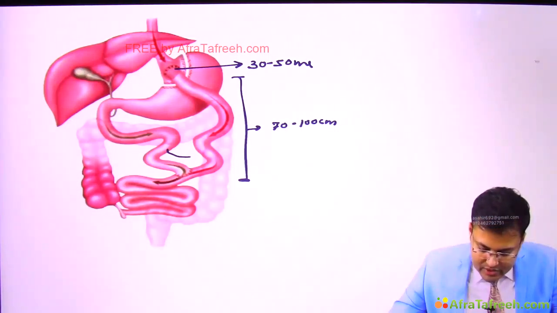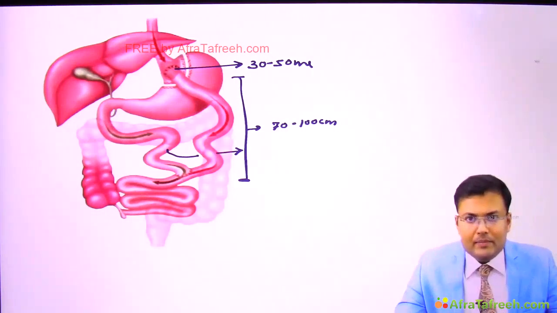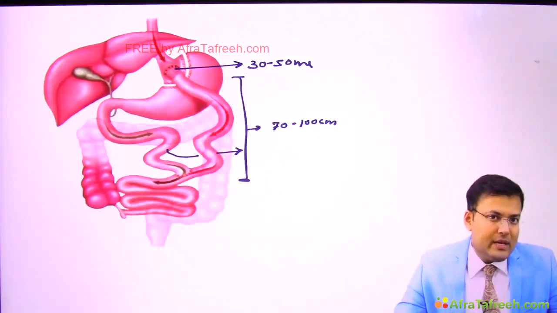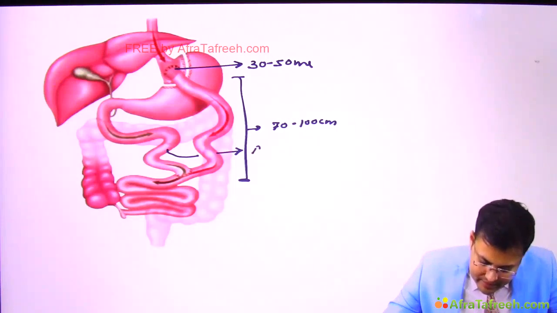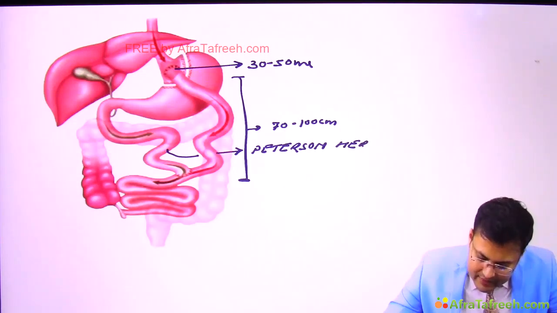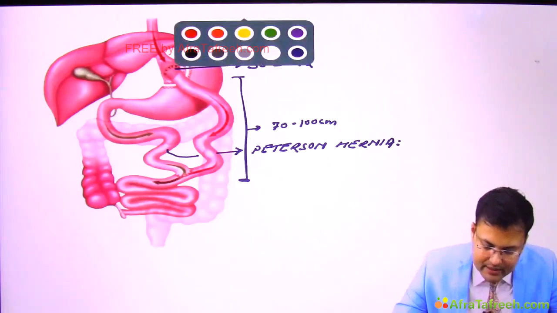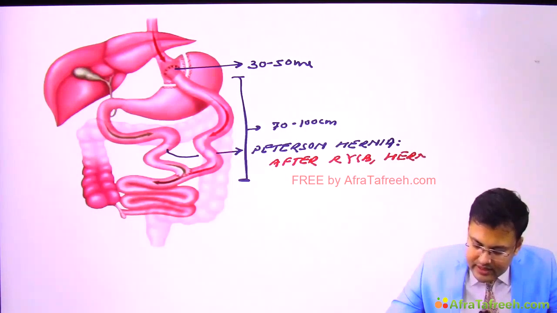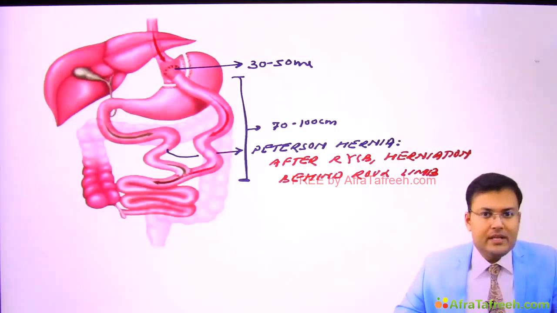Now see, there is a one-liner question which is asked in NEET frequently. Sometimes there is herniation of a bowel loop behind the Roux limb. What's the name of this hernia? This is known as Peterson hernia. What happens in Peterson hernia? After Roux-en-Y gastric bypass, what's the problem? There is herniation. This is an internal hernia. Herniation behind the Roux limb. So this is Peterson hernia.